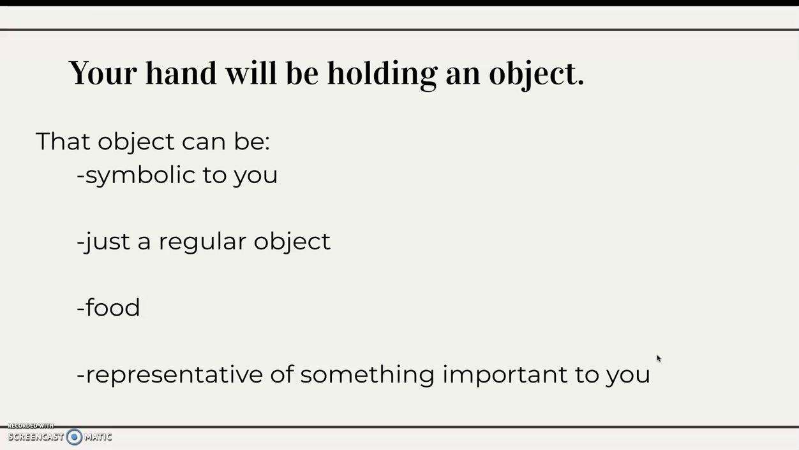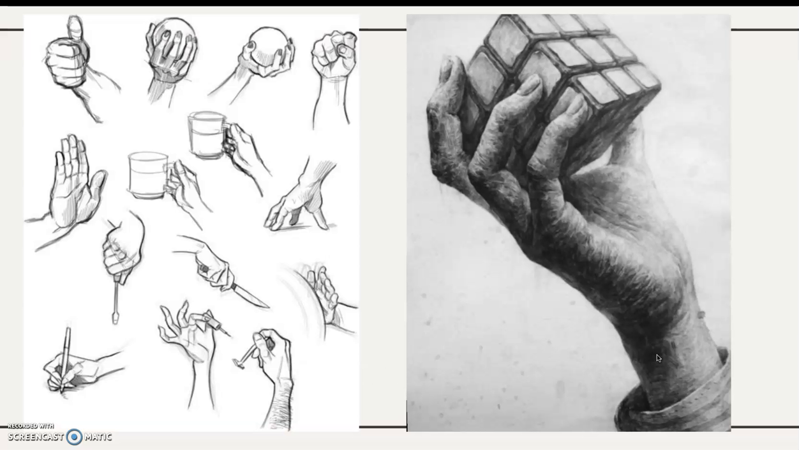So as I said, your hand is going to be holding an object. That object could be personally symbolic to you. It could just be a regular everyday object. It could be some sort of food. It could represent something that's important to you. So it could be something that's metaphorical rather than a tangible object.